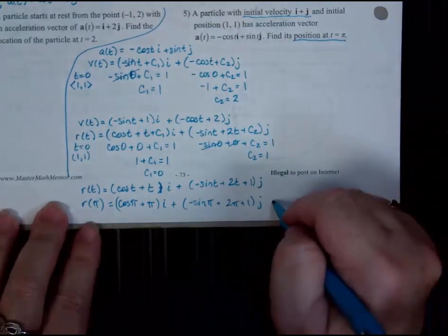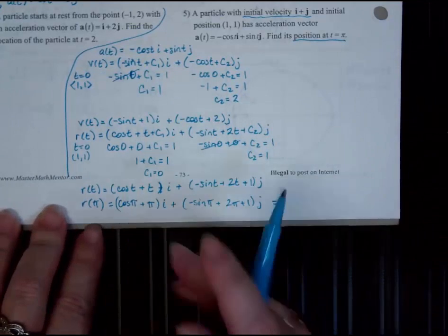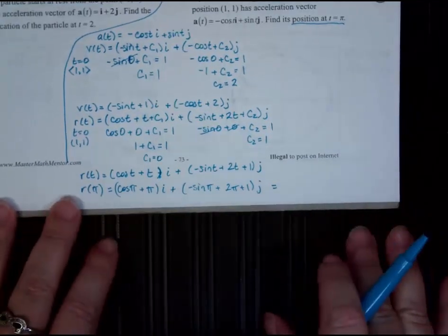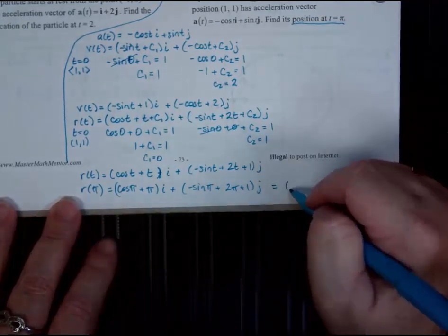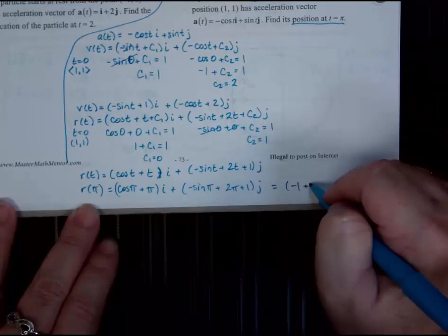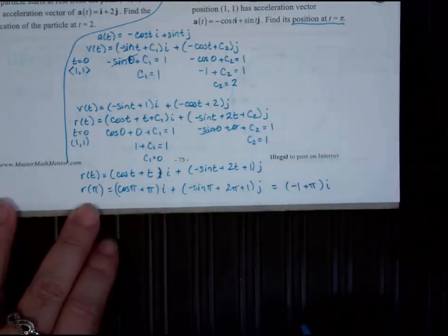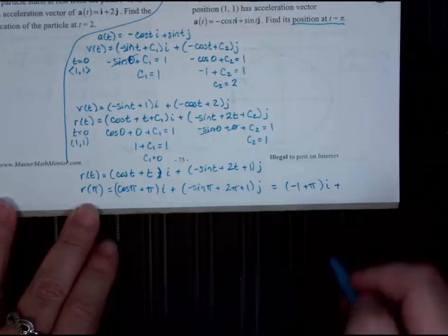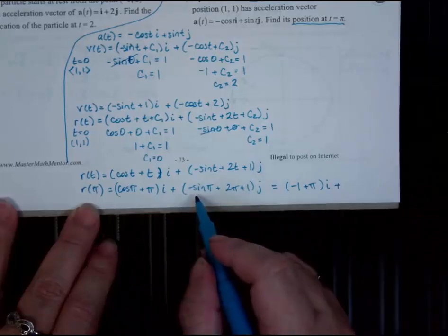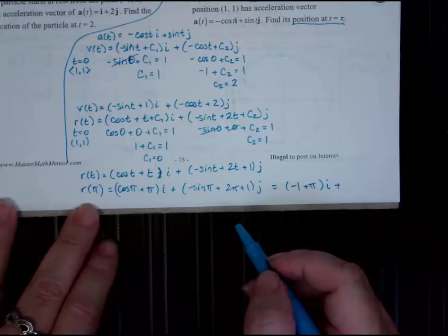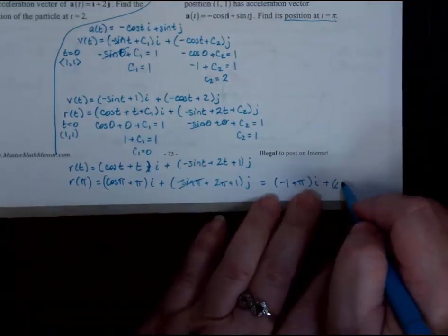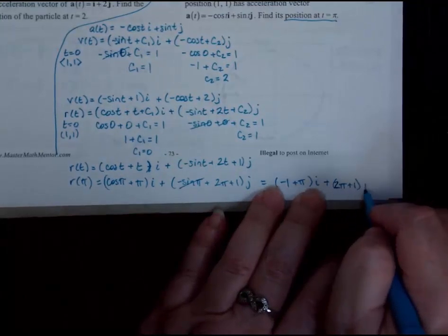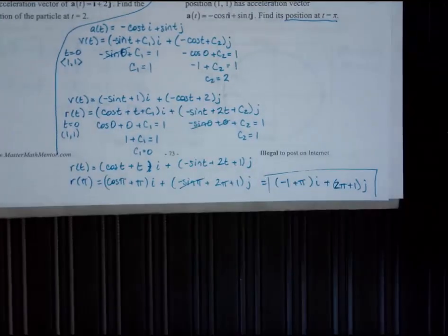Okay. How does the first parentheses clean up? It would be negative 1 plus pi, or pi minus 1, doesn't matter, i, plus what about the second parentheses? 0. So 2 pi plus 1 j. There we go. Now we're done. That's a lot of work.